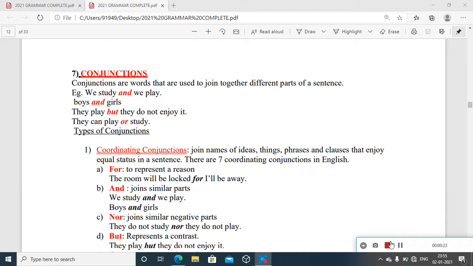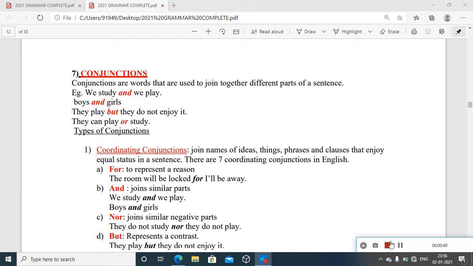Conjunctions. First, let us go to conjunctions. Conjunctions are words that are used to join together different parts of a sentence. The main function is joining. They are mainly used to join together different parts of a sentence. Let us see how they function in a sentence and how important they are.